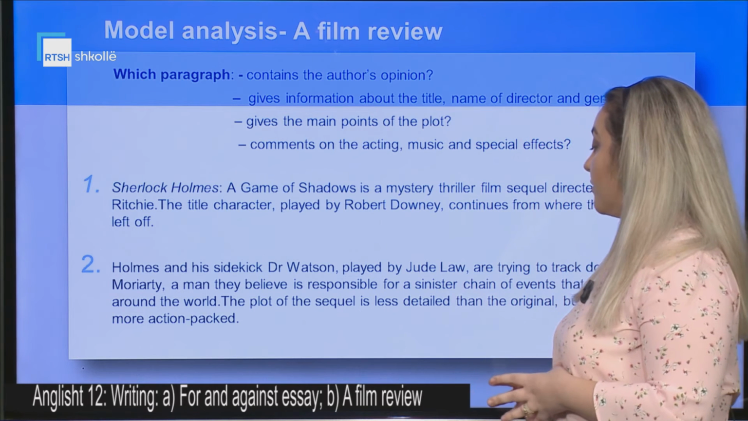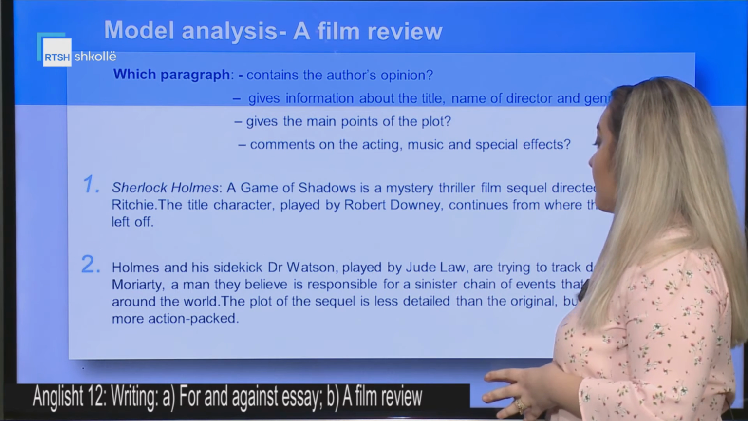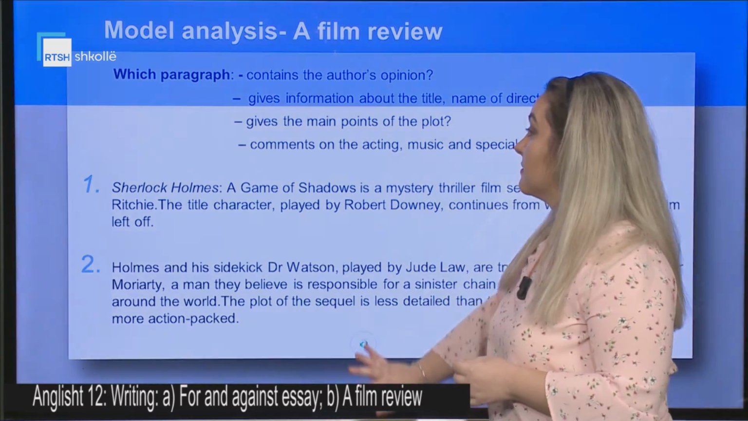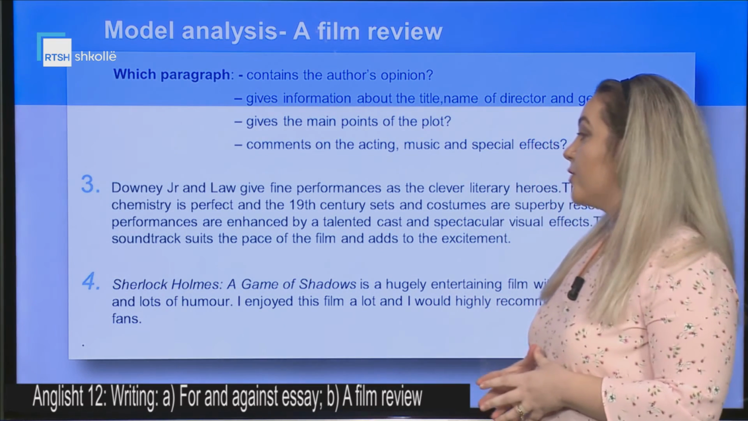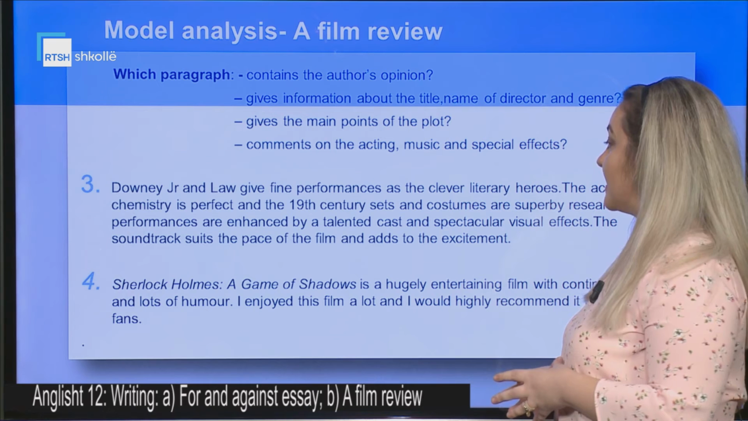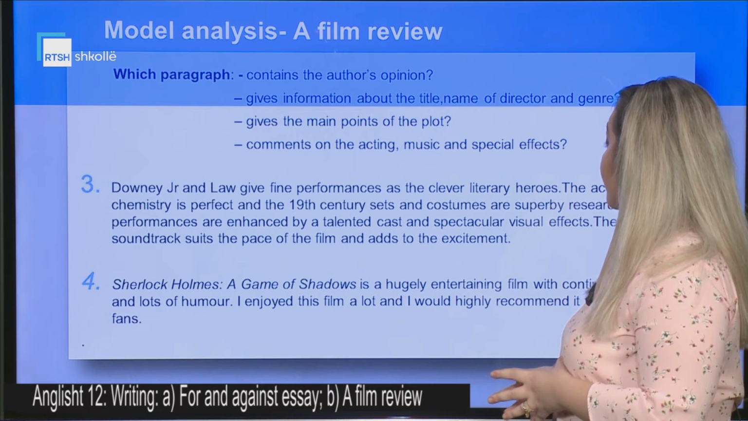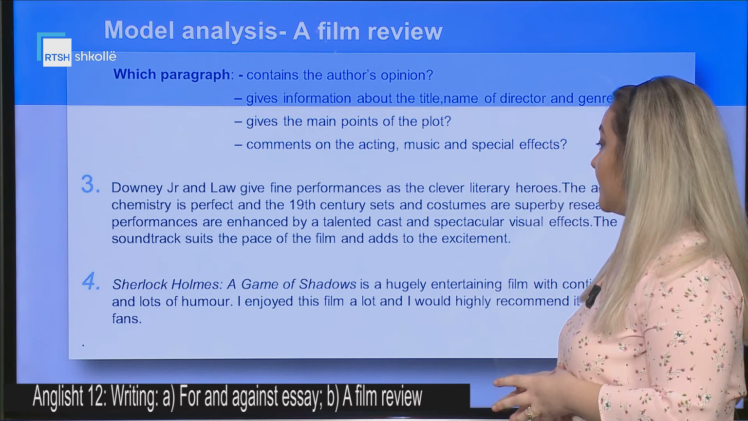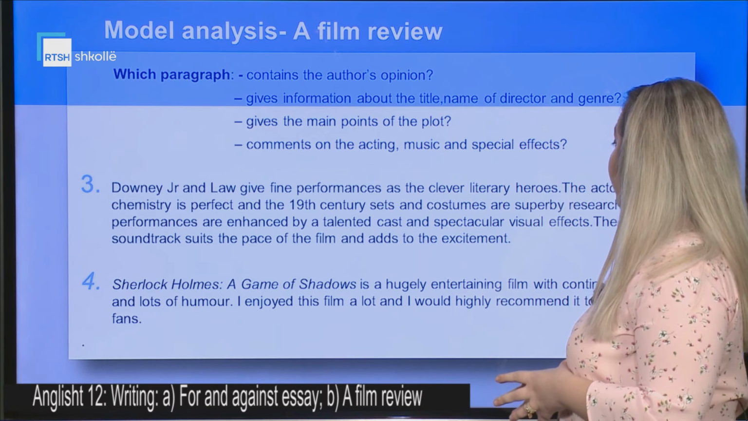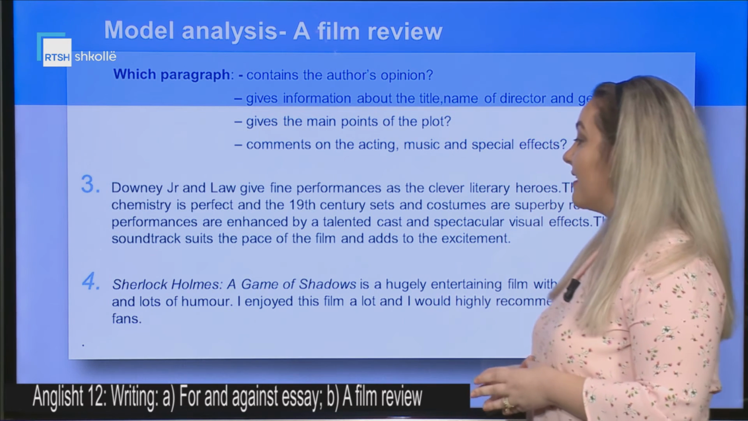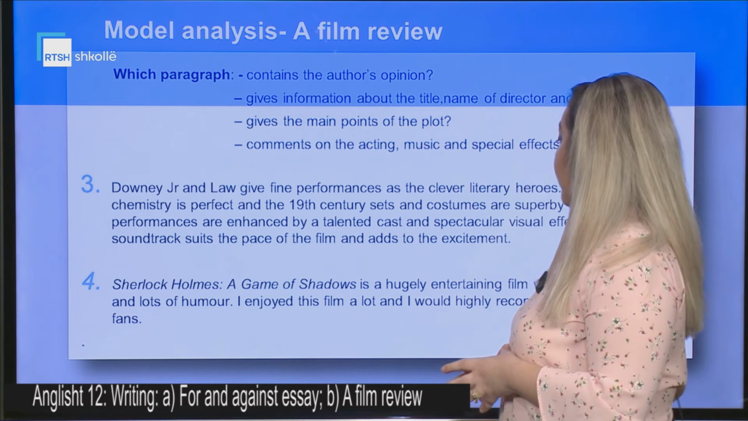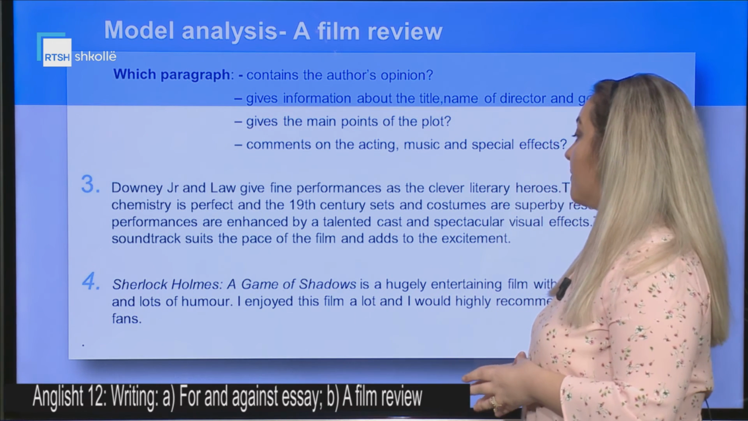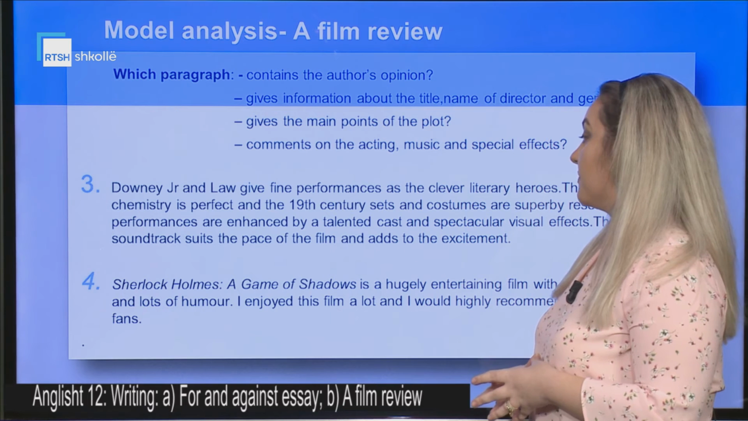The plot of the sequel is less detailed than the original, but the film is even more action-packed. Downey Jr. and Law give fine performances as the clever literary heroes. The actors' chemistry is perfect, and the 19th century sets and costumes are superbly researched. Their performances are enhanced by a talented cast and spectacular visual effects. The soundtrack suits the pace of the film and adds to the excitement.